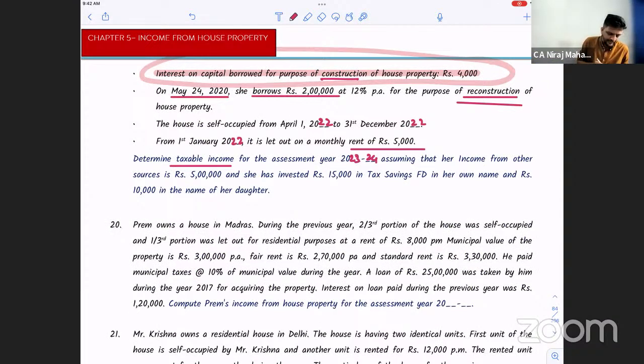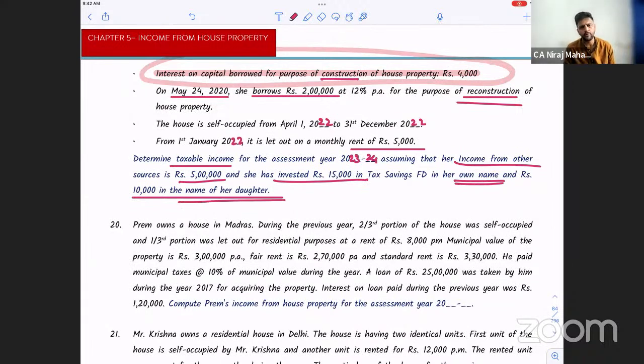Assuming that her income from other sources is 5 lakhs. She has invested 15,000 in tax savings FD in her own name, and rupees 10,000 in the name of the daughter. This will not be allowed because obviously right now you don't know about section 80C. We have not yet covered it. If it is in her own name, that we are allowing. It is tax saving FD. But children's name FD is not allowed under section 80C. Okay? I'll give you obviously the format.